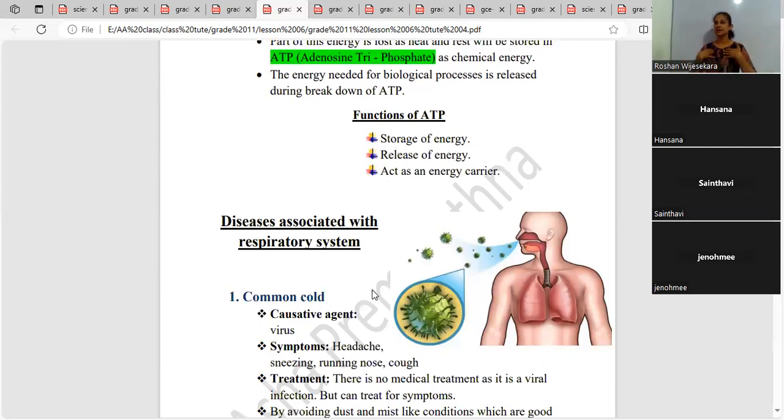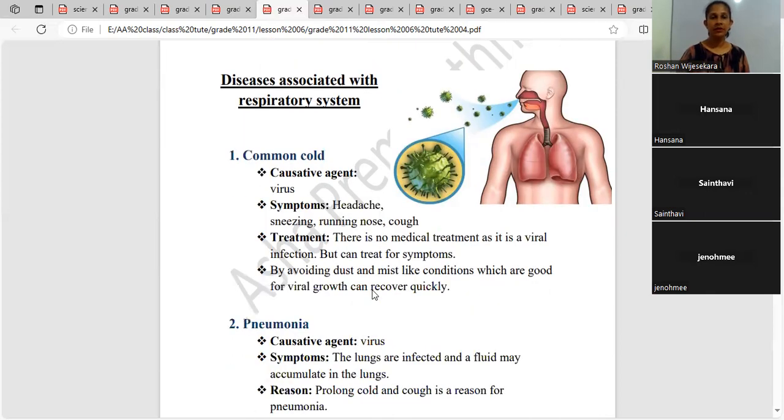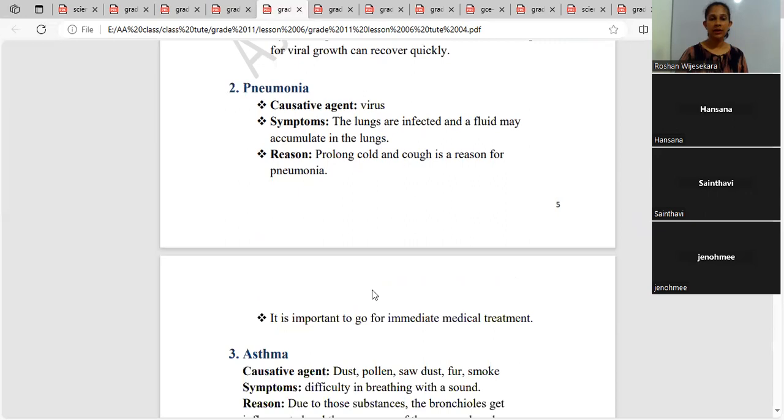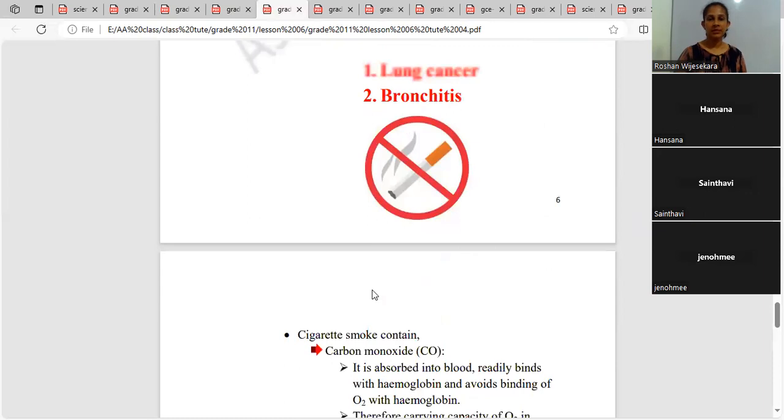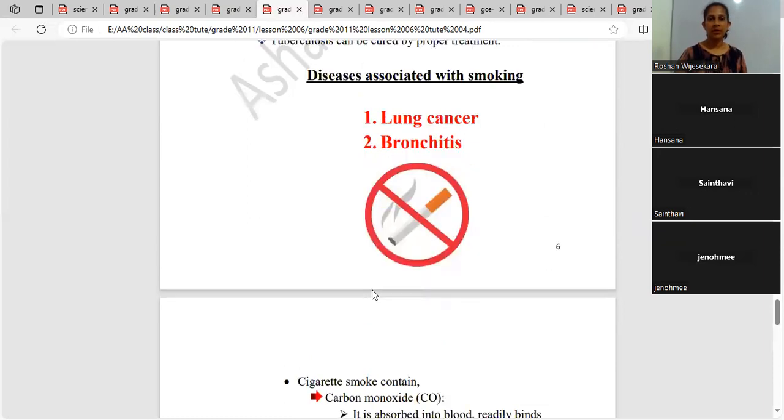Okay, this ATP gives us energy for everything we do. Our day-to-day life activities, sports, everything, to repair our cells and tissues, and digestion of food. This ATP supplies energy for us. It is produced by the breakdown of the food we eat. These are diseases associated with the respiratory system: common cold, pneumonia, asthma, tuberculosis, lung cancer and bronchitis.